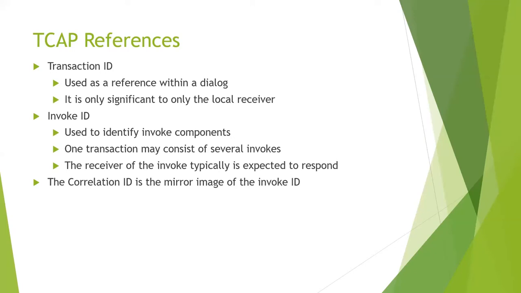We also have the invoke ID, which is used to identify invoke components, which are used to invoke the operation within the entity. One transaction may consist of several invokes, and the receiver of an invoke typically is expected to respond with a returned result, in which case a correlation ID is used to identify which invoke component the result is referencing. The correlation ID here is the mirror image of the invoke ID.